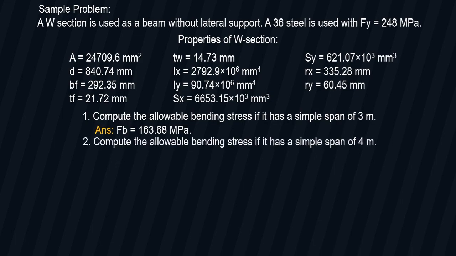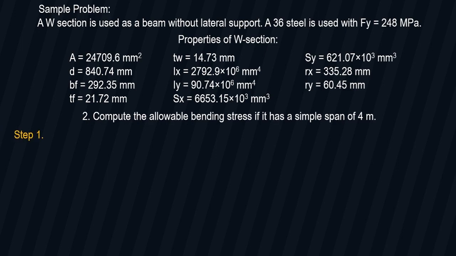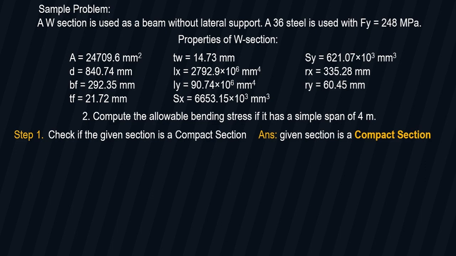For number 2, we have: compute the allowable bending stress if it has a simple span of 4 meters. Still the same process. Step number 1, check if the given section is a compact section. But since we are dealing with the same section, it's the same answer: the given section is a compact section. Step number 2, we are to determine what case again. To do that, we need first to determine the value of LB. Since the beam has no lateral support, the unbraced length LB will be equal to the span of the beam, which is 4 meters. LB, therefore, is equal to 4,000 mm.